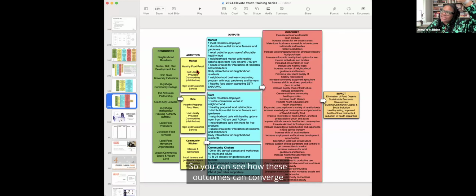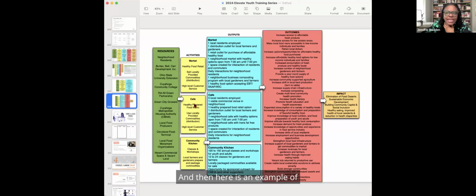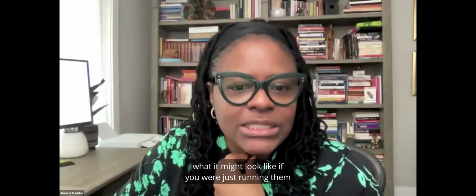So you can see how these outcomes can converge to this bigger picture. Is that clear? And then here is an example of what it might look like if you were just running them as single logic models. And so here's an old strategic plan, and we can resend this out so you have it as well.